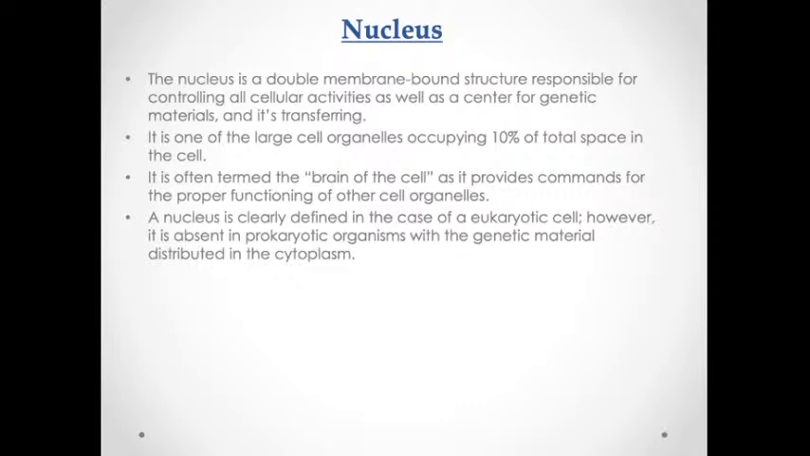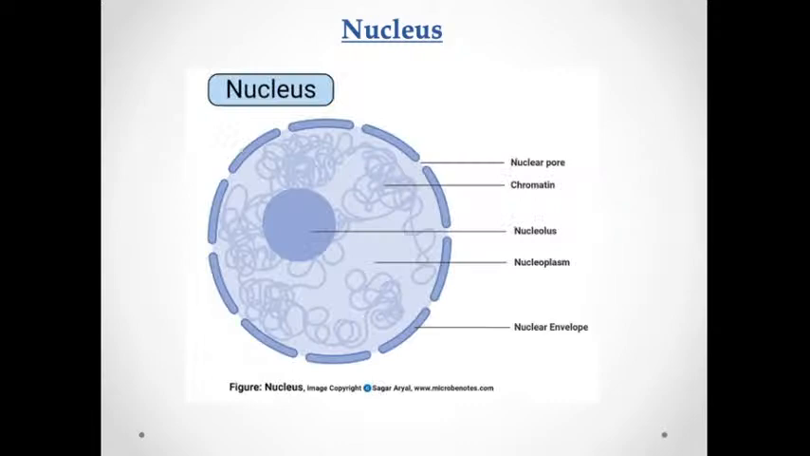Then comes the nucleus, which is a double membrane bound structure responsible for controlling all cellular activities. One of the largest organelles, with 10% of the total space in it. It is often termed the brain of the cell, as it provides commands for the proper functioning of the cell organelles. The nucleus is clearly defined in the case of eukaryotic cells. However, it is absent in prokaryotic organisms, with the genetic material distributed in the cytoplasm.